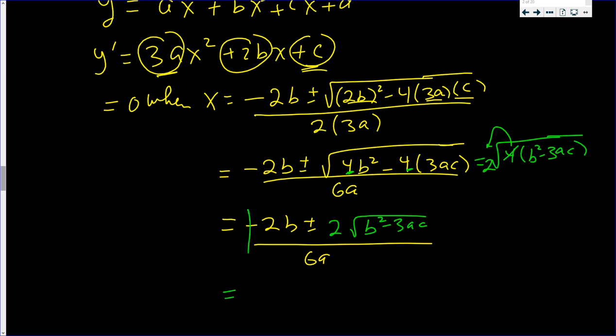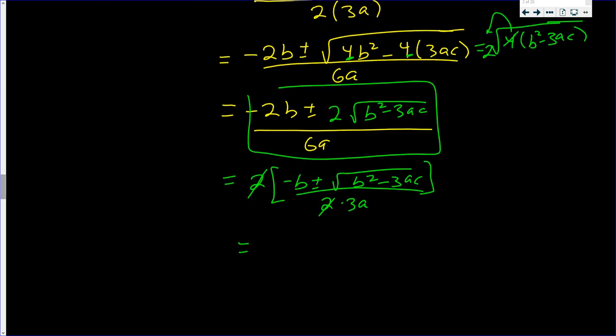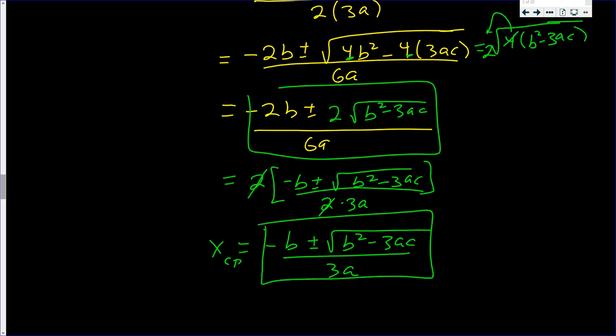Now I can factor out a 2 from the whole thing. There's the 2. So I have negative b plus or minus the square root of b squared minus 3ac all over 6a, which is 2 times 3a. So these 2's will cancel. And here it is. Negative b plus or minus the square root of b squared minus 3ac over 3a. This here is the x value of the critical points for a cubic equation.